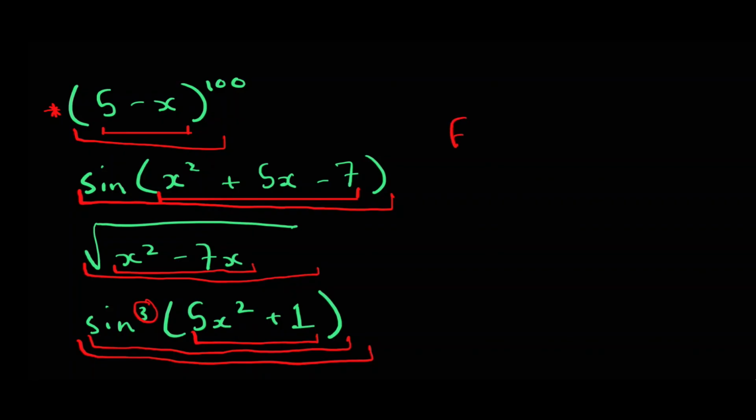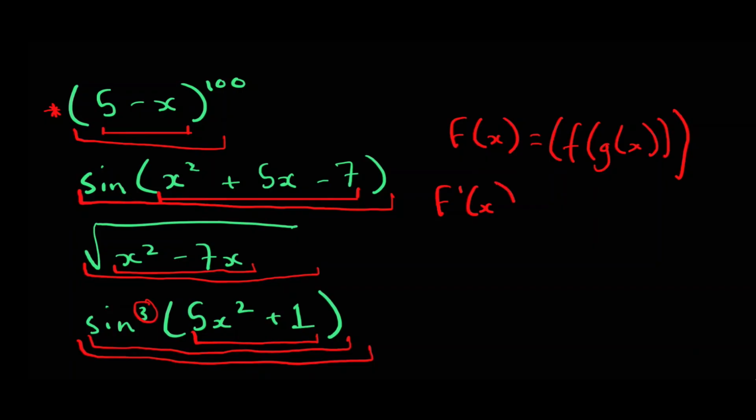So to differentiate all of these, we can use the chain rule, which says that if a function is f of g of x, so a function of a function, the derivative will be the derivative of the outer function f, with g of x still the same, times the derivative of g of x. So let me show you by doing these examples.